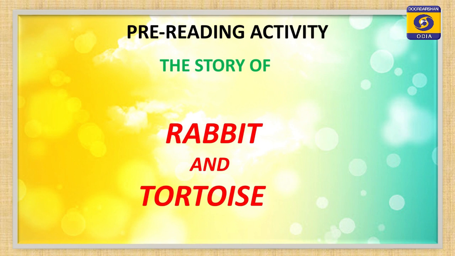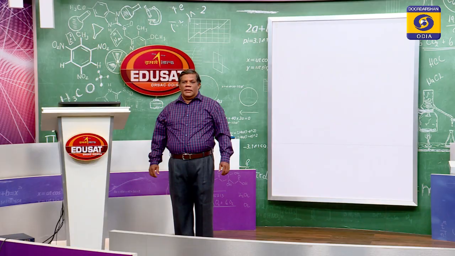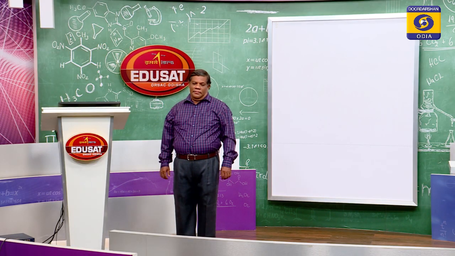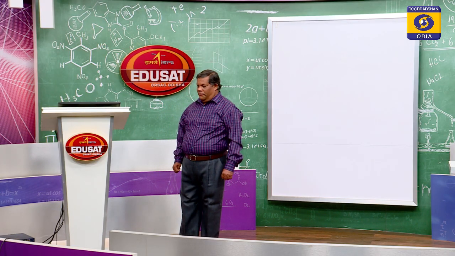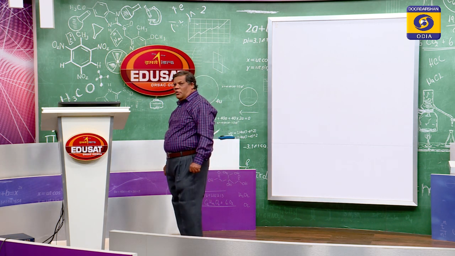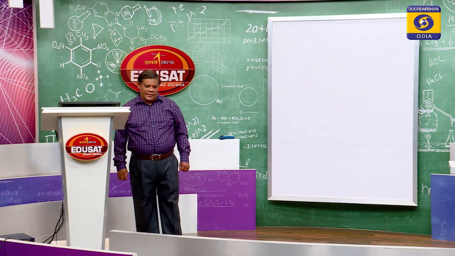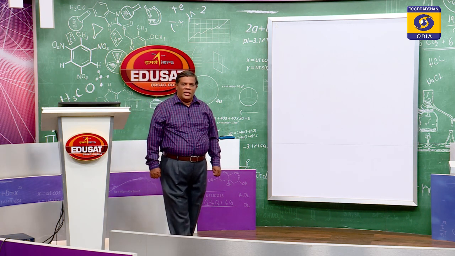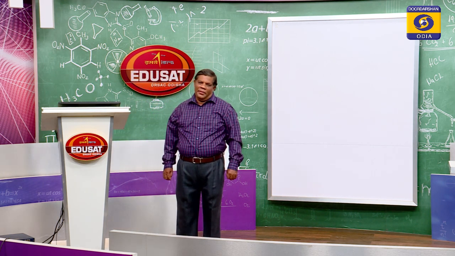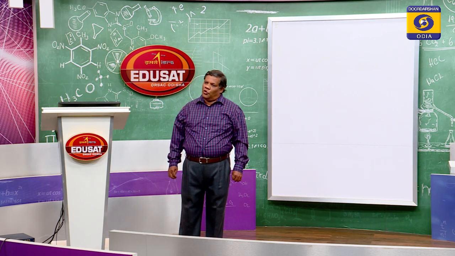It's a fable. Do you know what is a fable? Fable is a story in which animals are the characters. Animals behave as human beings, and these animals teach and delight us. And here in this story, which we have already read previously and listened to from our predecessors, our seniors, the story goes like this. The story of the rabbit and the tortoise.